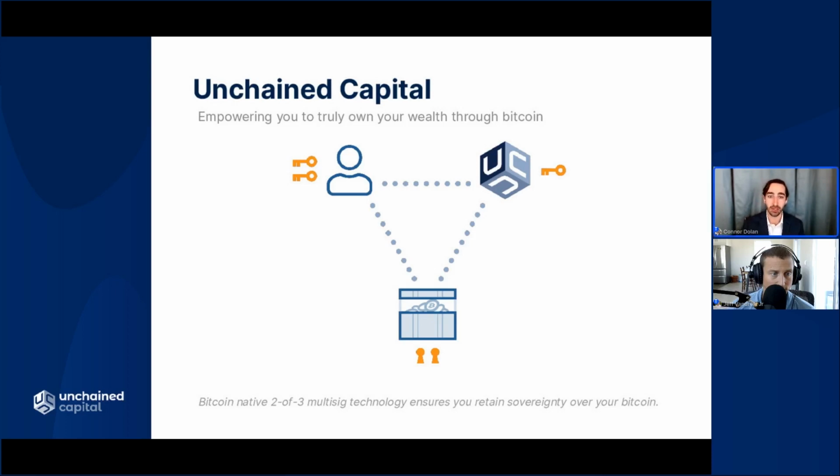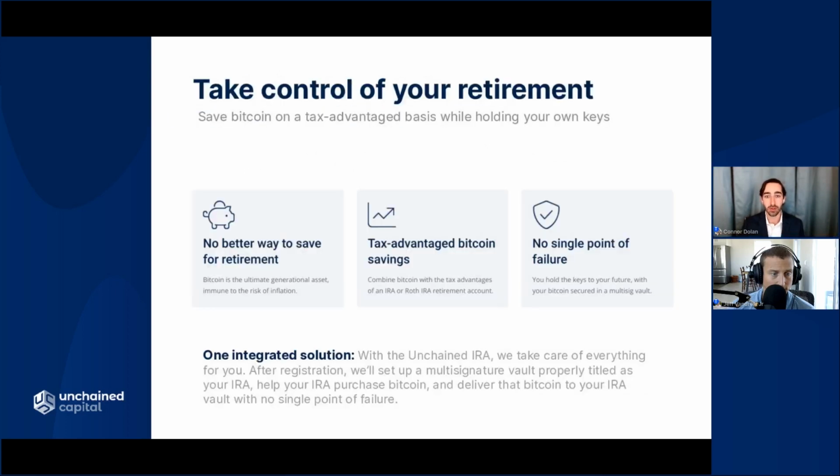And that brings us to the Unchained IRA. So the Unchained IRA is the only service in the space that allows you to hold real Bitcoin in a standard IRA account and control the keys to that Bitcoin. So how does it work? Well, we start by setting up an IRA for you at Solera National Bank, who is our IRA financial services partner. And we'll walk you through building one of these two of three multi-signature vaults titled to that IRA. We support traditional, Roth, and SEP IRAs at this time.